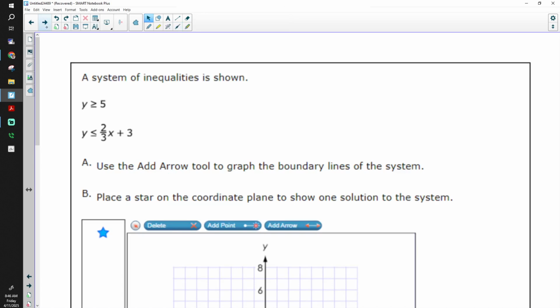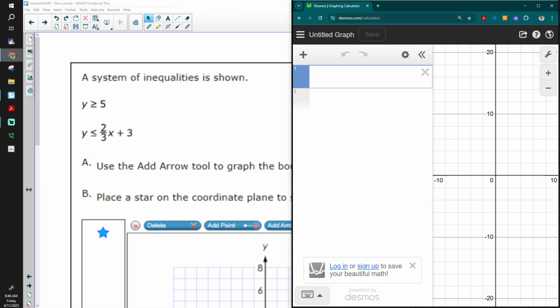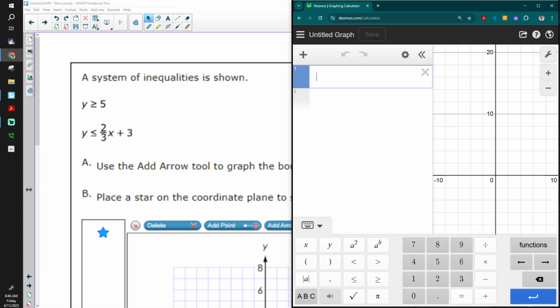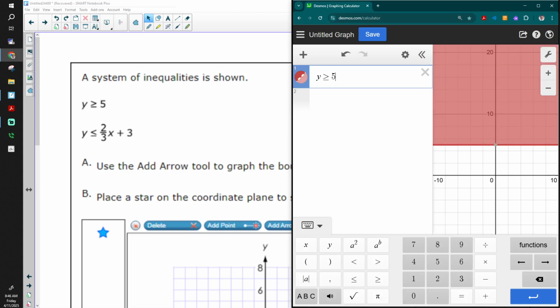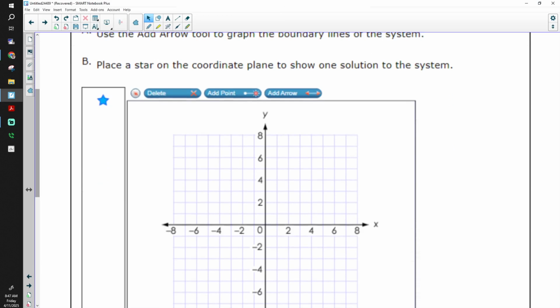A system of inequalities is shown. y is greater than or equal to 5. y is less than or equal to 2/3 x plus 3. And our goal is to graph both of these. So if I pull up my Desmos, I'm going to start by graphing both of these. Pull up my keyboard. y is greater than or equal to 5. You'll see it pop up with my shaded region. And I'm going to go ahead and sketch that. y is greater than or equal to 5. Okay, my line goes across through 5, and my shaded region is everything above.